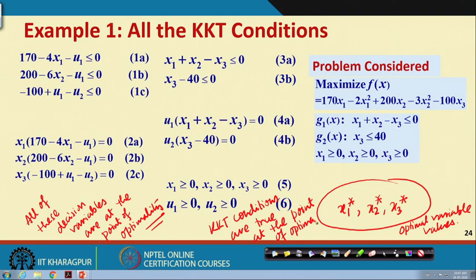This point has to be remembered. As I have not written, but really all these x1, x2, x3 are nothing but x1 star, x2 star and x3 star, right. The question is how do I solve this? I have all these conditions, so many of them. The question is how to solve.